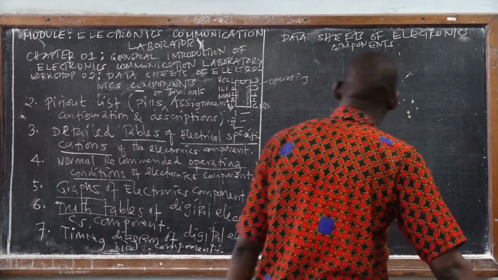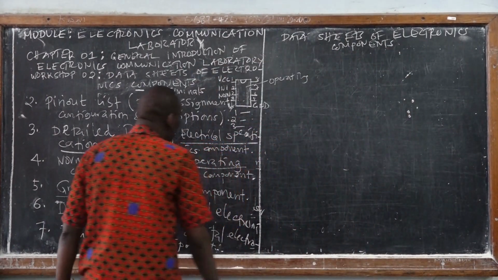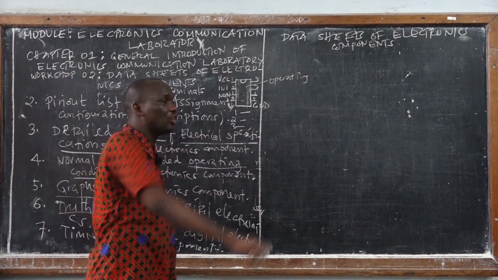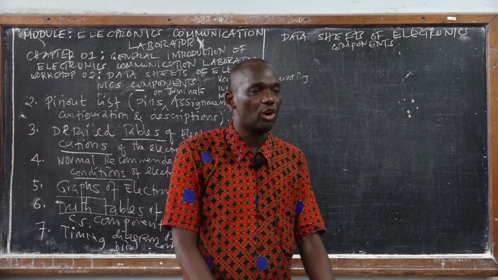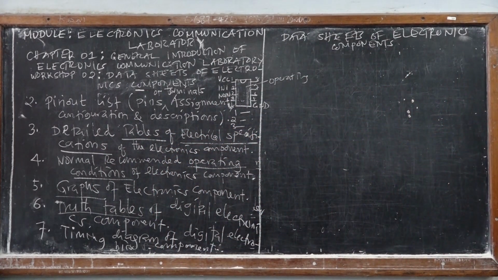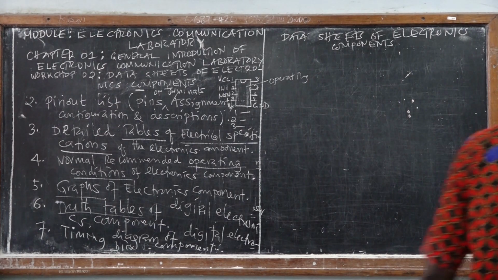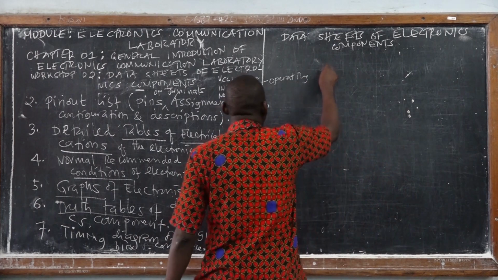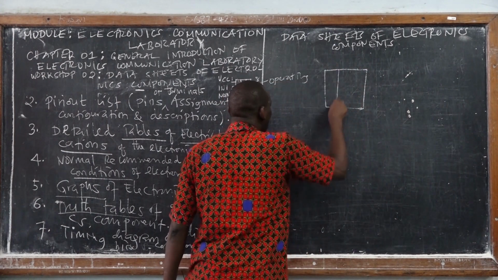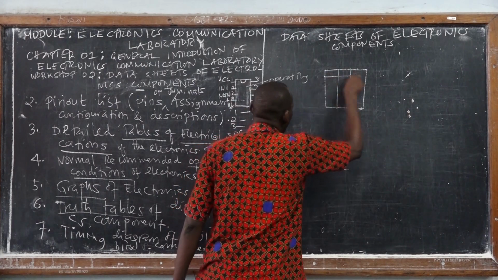Then we come to the truth tables. Say truth tables of digital electronics components. For most digital ICs or digital components, we also have to draw a truth table. So the manufacturer might draw one. And don't think that the truth table drawn in these technical sheets is the one that maybe you are familiar with.